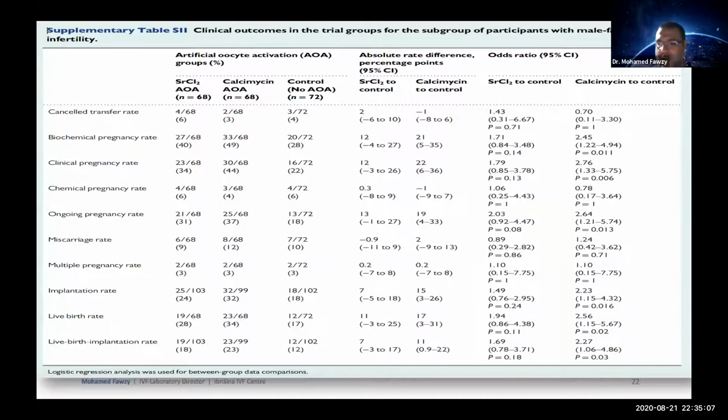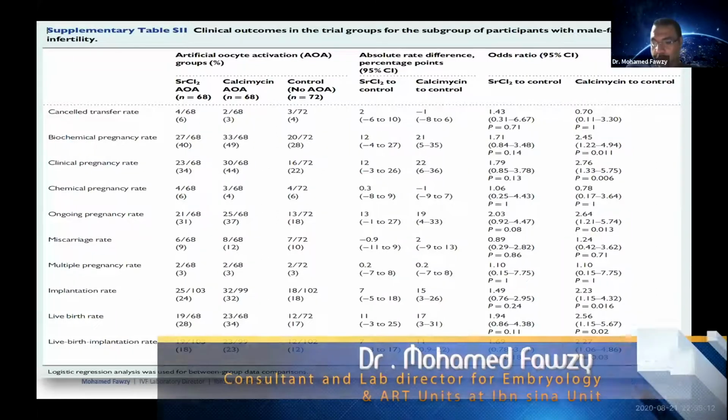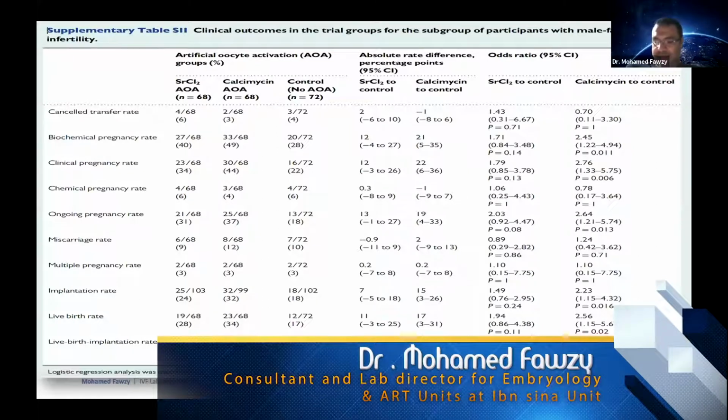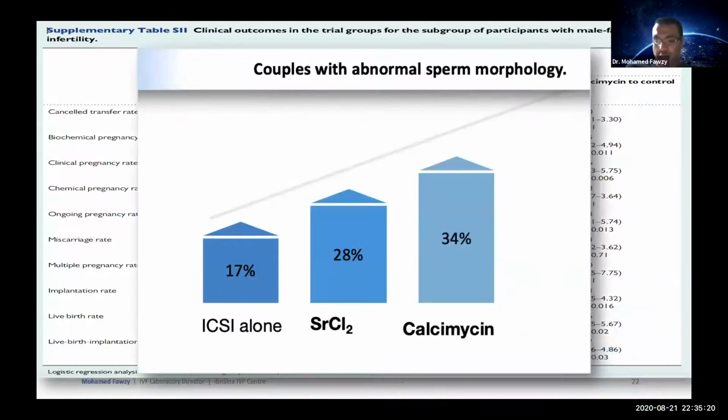Among couples with male factor infertility but abnormal sperm morphology, calcimycin activation significantly improved the rate of live birth and the live birth implantation, whereas strontium chloride activation and ICSI alone were comparable. It is likely that when the problem results from male factor infertility, the calcium oscillation machinery is functional in the oocyte, but it has insufficient stimulation by ICSI alone with the affected sperm.